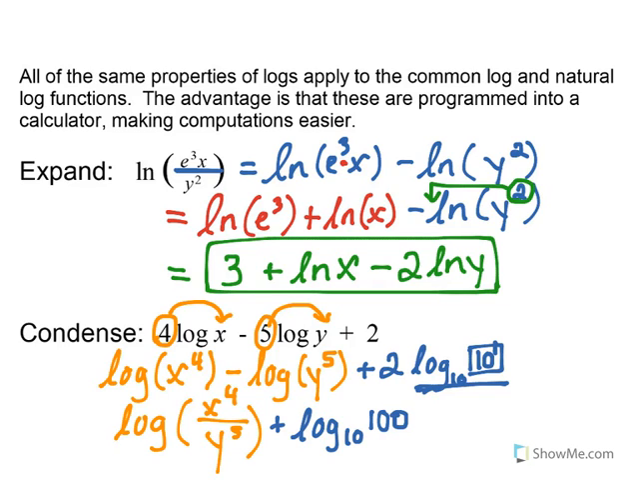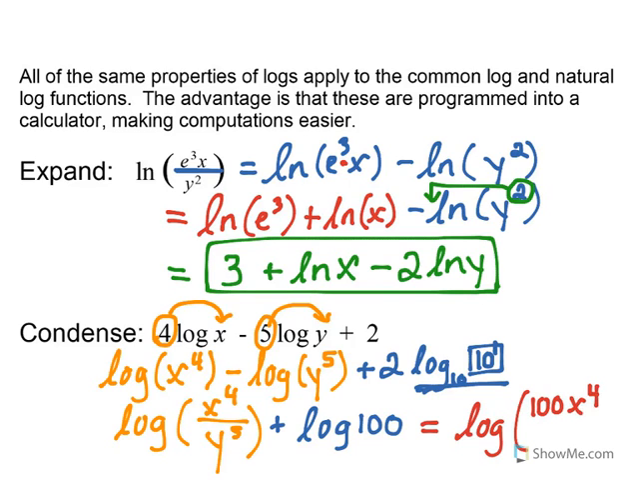I don't really need to be writing this log base 10 down here, so I'm going to switch that out. I'm really just going to write this as log of 100. Now that I have that, the addition in between, I can go ahead and condense this. I can take the inside that I already have, the x to the fourth over y to the fifth, and multiply it by the 100. So the final answer for this problem, we're going to have log of the numerator multiplied by 100. The denominator is going to stay just y to the fifth. And this is our final answer.